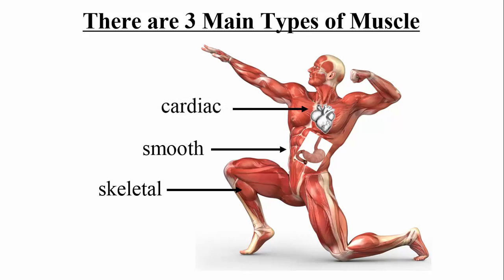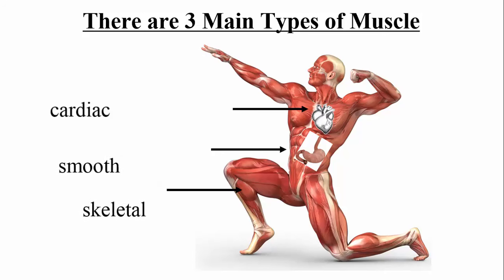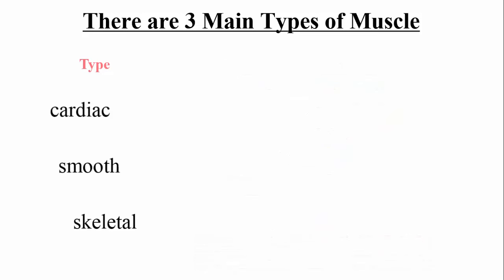Okay, so let's go ahead and look at each of these in a little more depth. So we're going to move them to the side here. Okay, let's talk about these. So again, cardiac, smooth, and skeletal. Okay, let's take a look. When we look at these, we want to note that these are the different types of muscles. Okay, if we continue our chart in the second column, we want to consider where are these muscles located.